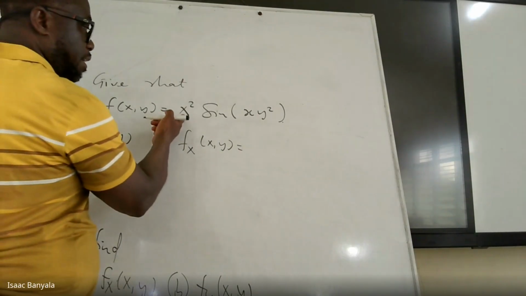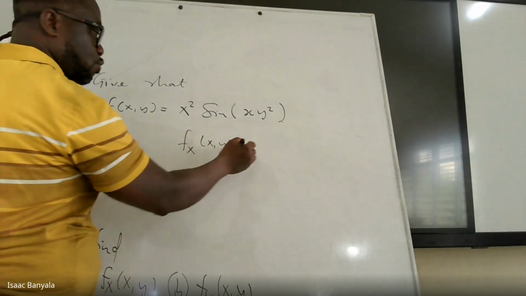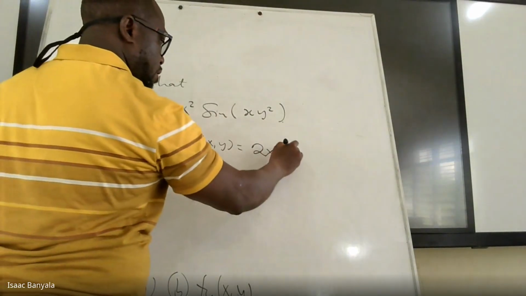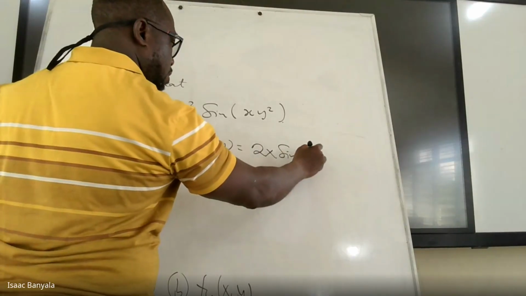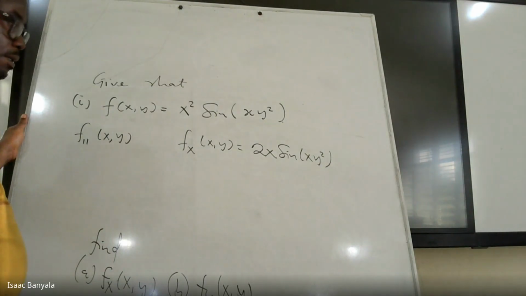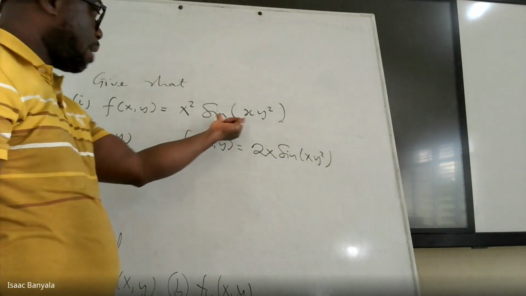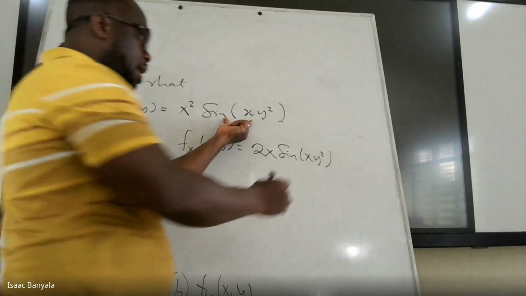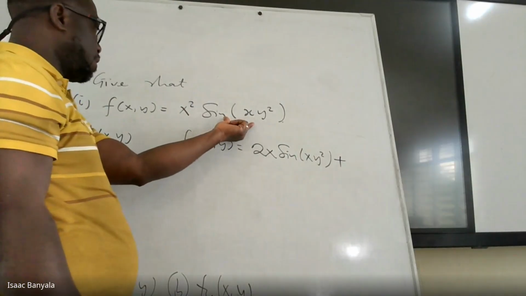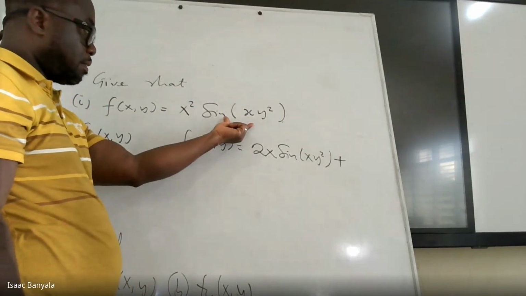If you differentiate this one with respect to x, you get what? 2x. Right? So there's the first one. Then you come and differentiate this one. So class, we keep this one. When you differentiate this one with respect to x, what do you get?